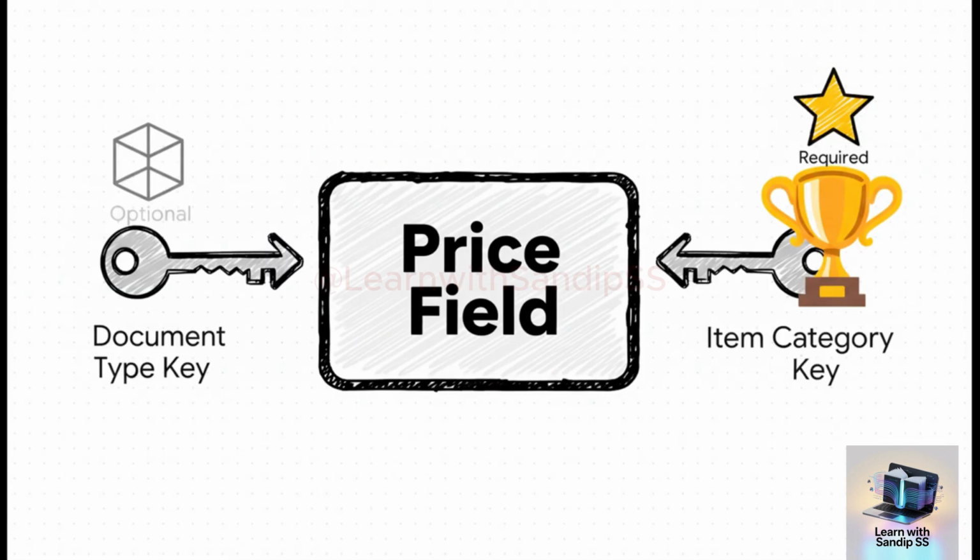Let's make this real with a quick example. So imagine your document type key says the price field is optional. Easy enough. But then your item category key comes along for that specific item and says, nope, this price field is required. So who wins the fight? Well, let's look at our hierarchy. Required is stricter than optional, so it has a higher priority. That means the final result for the user is a mandatory required price field.